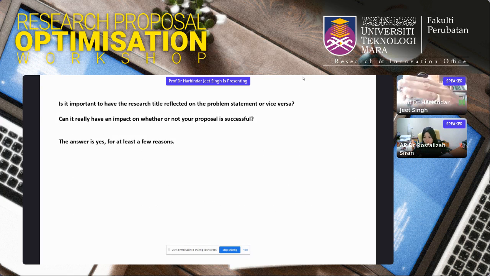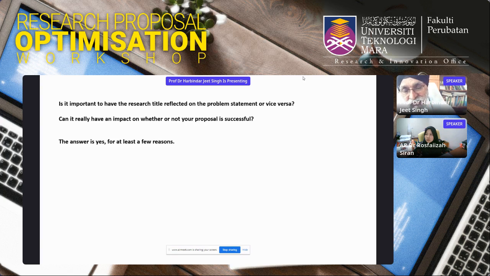And whatever is in the title is also reflected in the problem statement. Although I'm talking purely about the problem statement, I'll mention these things along the way to indicate to you that when reviewers are looking at your proposal, they will look at the title first. Then they'll look at the executive summary. Then perhaps they'll look at the literature review and how you have gone about highlighting the problem.